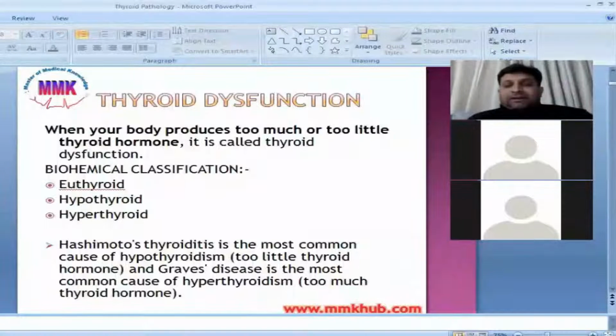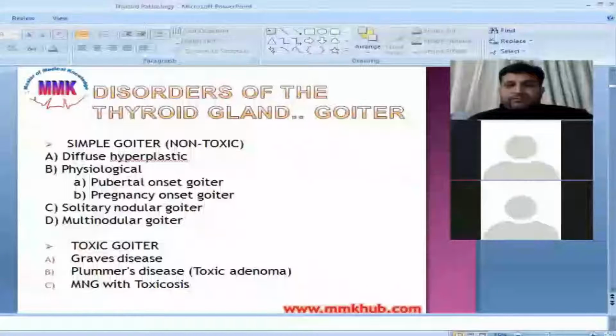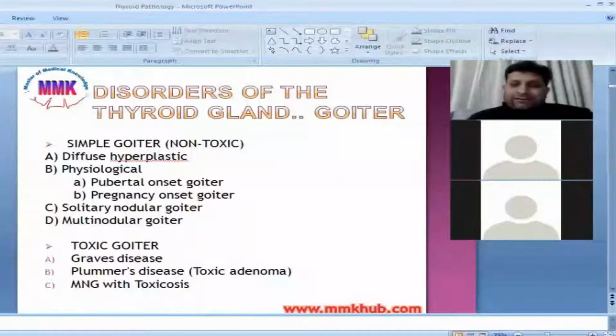If we talk about the most common cause of hypothyroidism, that is Hashimoto's thyroiditis. And the most common cause of hyperthyroidism is Graves' disease. These are very important MCQs and viva questions. Now briefly we will discuss the different thyroid disorders and then we will move to hyperthyroidism and hypothyroidism.